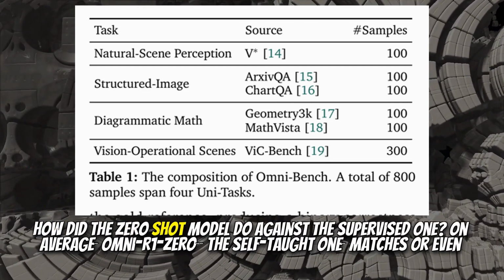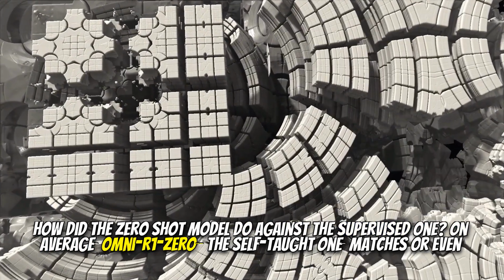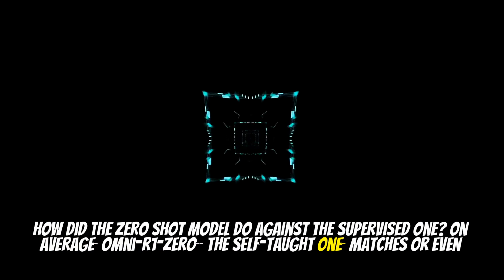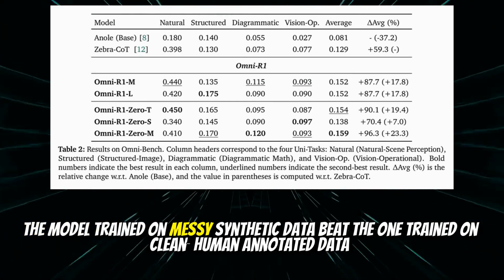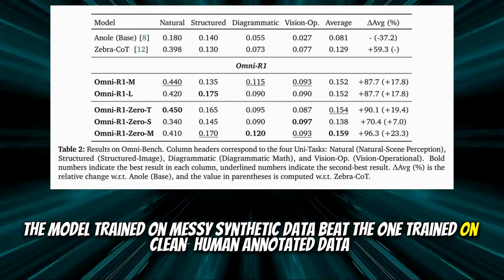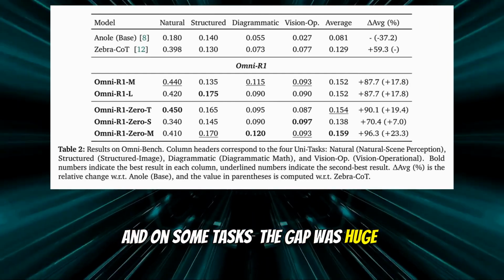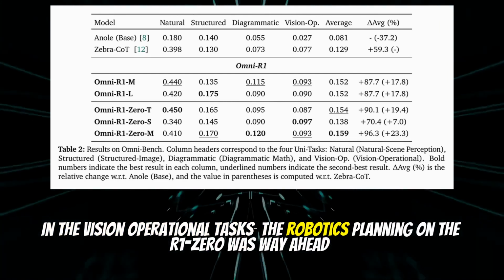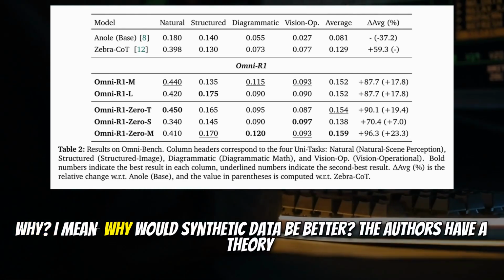How did the zero-shot model do against the supervised one? On average, Omni-R1, the self-taught one, matches or even outperforms the fully supervised Omni-R1. That's wild. The model trained on messy synthetic data beat the one trained on clean, human-annotated data. And on some tasks, the gap was huge. In the vision operational tasks, the robotics planning, Omni-R1 was way ahead. Why? I mean, why would synthetic data be better?